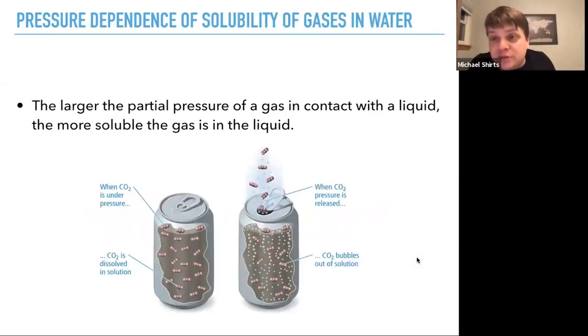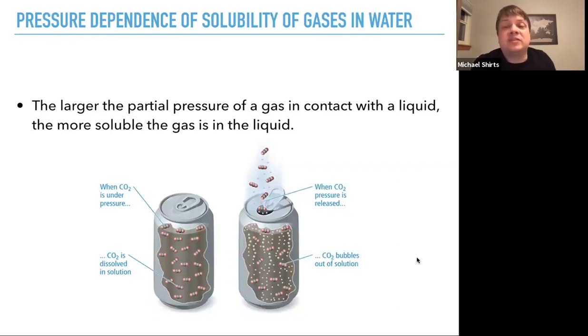So we talked about the temperature dependence on gases, but the pressure dependence is important as well. The larger the partial pressure of a gas in contact with the liquid, the more soluble the gas is in the liquid. A good way to think about this is if you have a higher partial pressure of gas, you have more gas. There's more gas in that given amount of volume, right? Because PV equals nRT. And if there's more gas, then the rate of redissolving into the liquid will be higher. It will reach an equilibrium with more gas in the liquid.